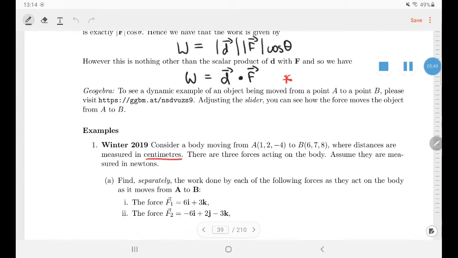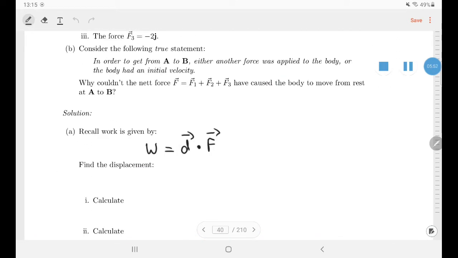Here are the points. So I'm just going to pause again. Sorry. So I'm just going to write down the points. The point A is 1, 2, minus 4, and we're going to the point B, which is 6, 7, 8. Now we are going to do this B minus A business, right? But just notice here, it's actually easy enough.